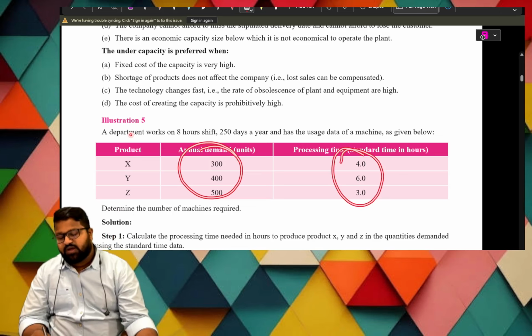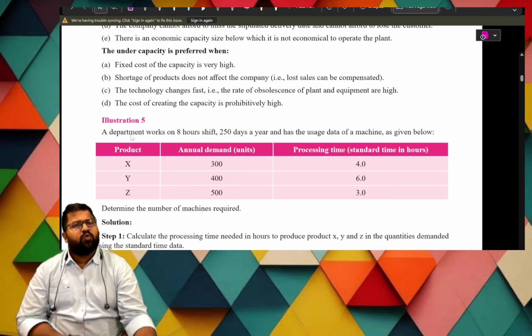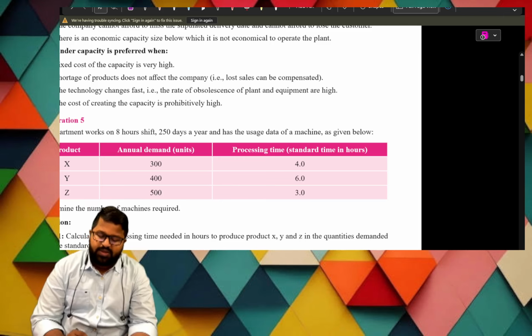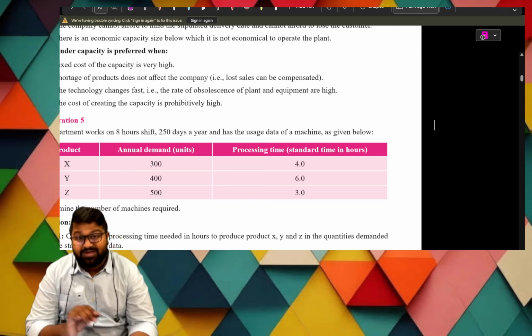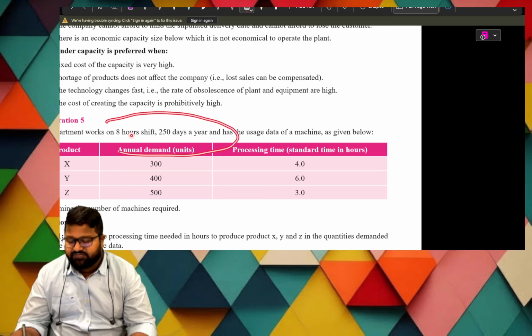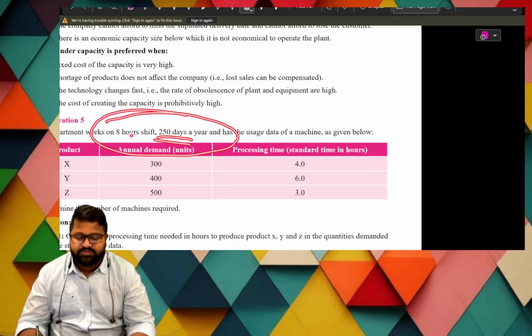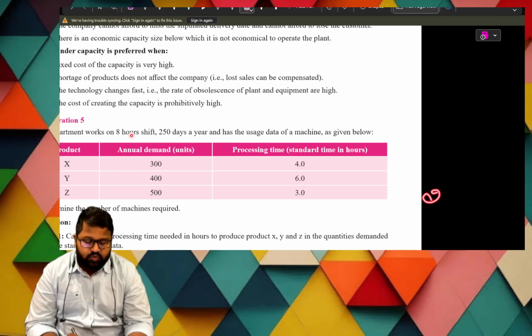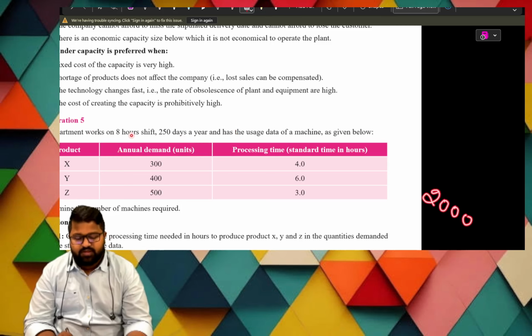Now what is being asked? The number of machines required. How to calculate, buddy? Just a small thing. We need the total time required and the actual available time. How will we get the available time, buddy? An 8 hour shift is there and 250 days. So 250 into 8 is the total time available to us. That is how much? 2000. Okay, that is clear.